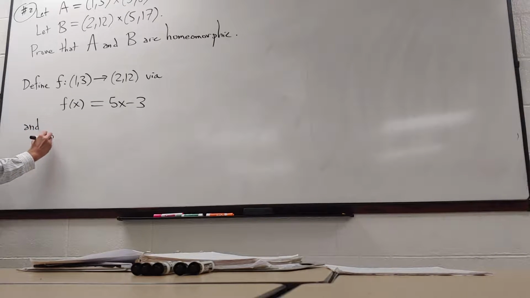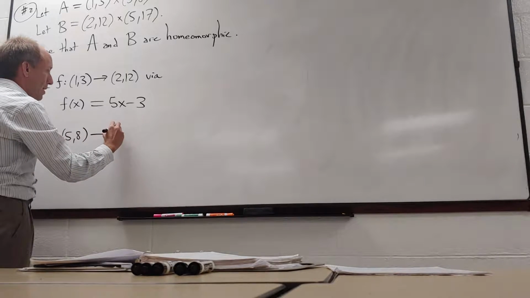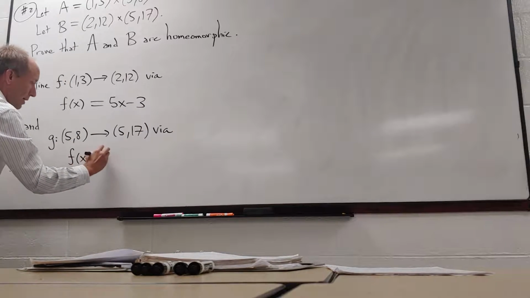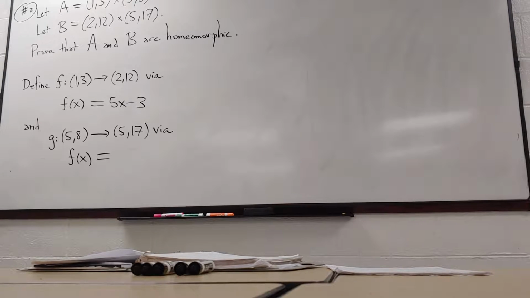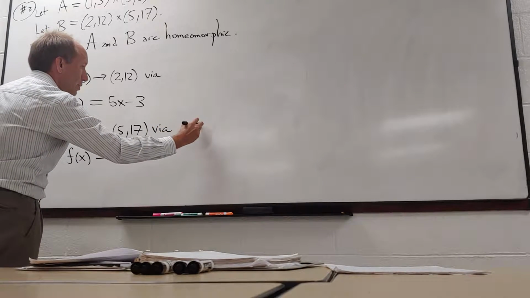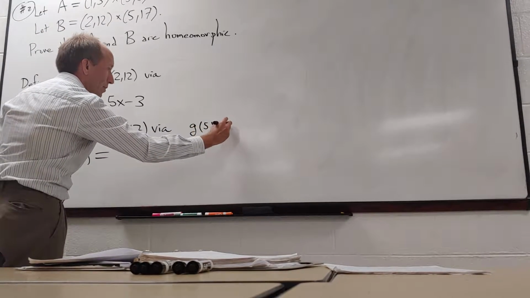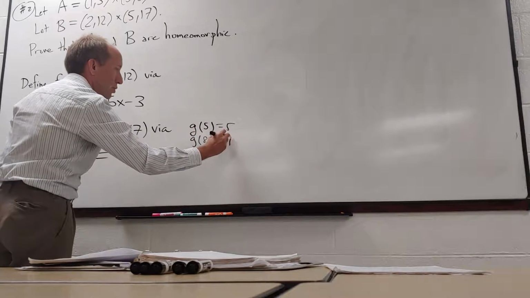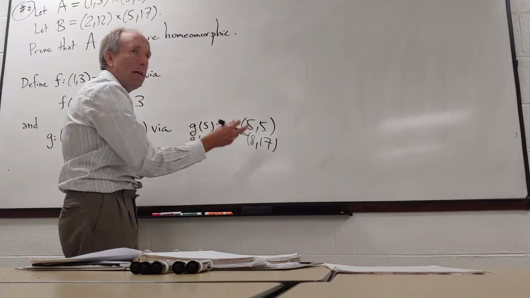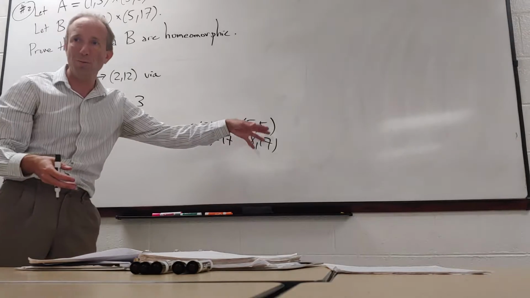And let's define g that goes from 5,8 to 5,17 via, anybody got an answer for me here? By the way, if you're wondering how we come up with these, basically, you want g of 5 to equal 5, and you want g of 8 to equal 17. So you have the point 5, 5, and the point 8, 17, and you literally just try to make the line that goes through those 2 points.